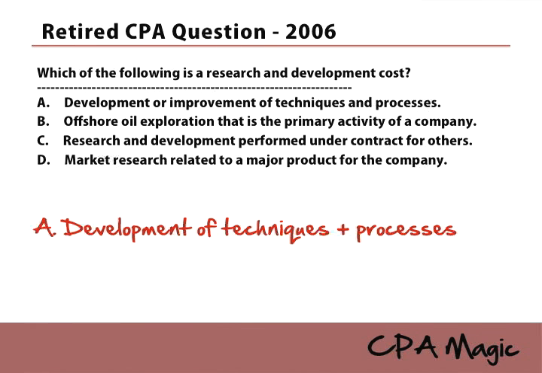So that's not going to be classified as research and development. C, R&D performed under contract for others. Remember, that's the example I just mentioned about me developing a balance sheet for McGraw-Hill. That's under contract for others. It's essentially inventory expense through cost of goods sold, so that's not R&D. And then our favorite example, market research related to a major product, marketing expense, not research and development. So the answer there is going to be A.